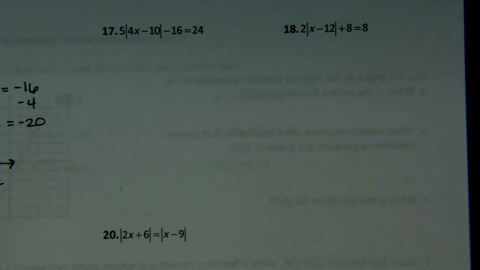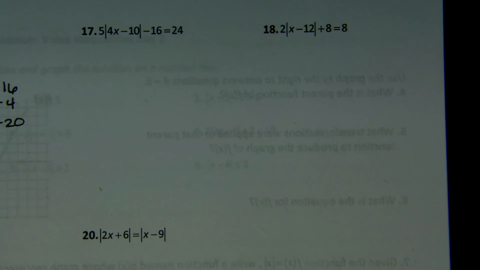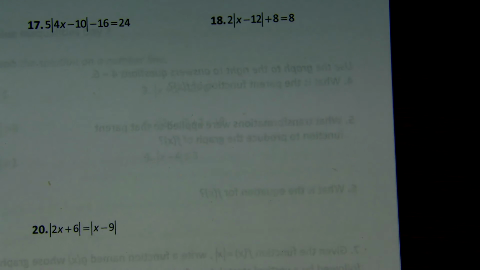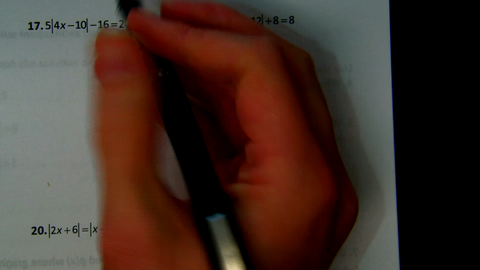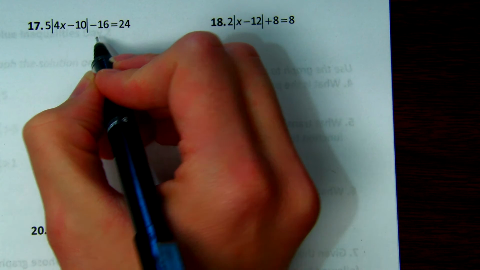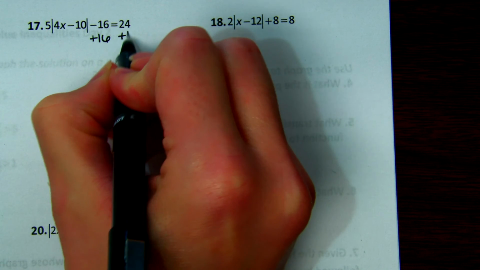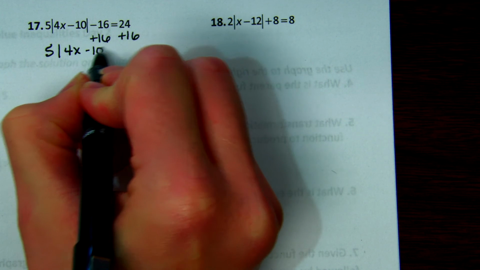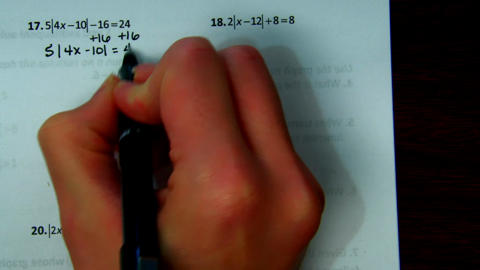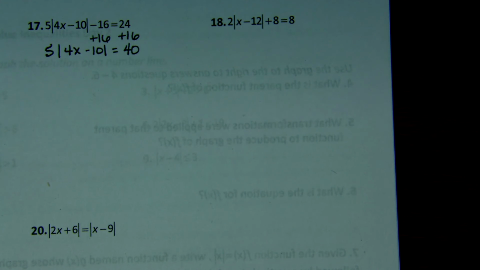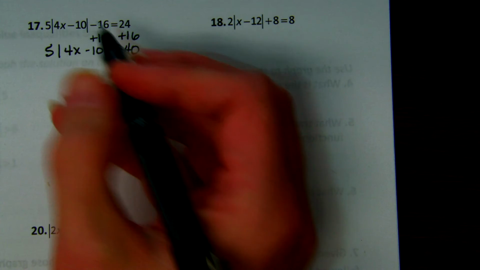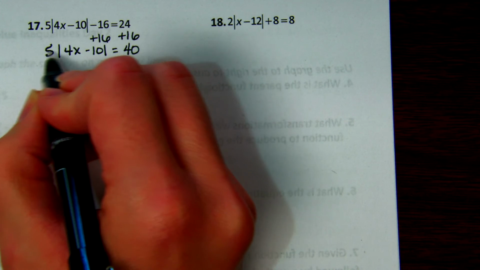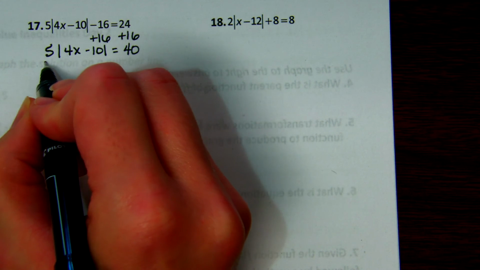All right. So for number 17, again, we need to get the absolute value alone before we split the equation into 2. And so I'm going to do that by first getting rid of this number. That's always your first step. So I'm going to add 16 to both sides. And I get 5 times the absolute value of 4x minus 10 is equal to 40. And then what you do is you get the absolute value alone by dividing by this 5. That 5 is being multiplied by the absolute value, so we divide by 5.